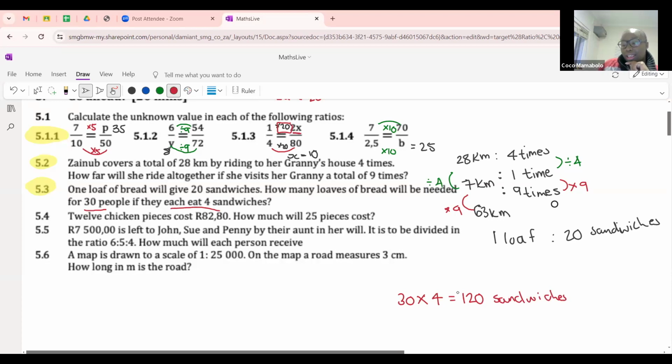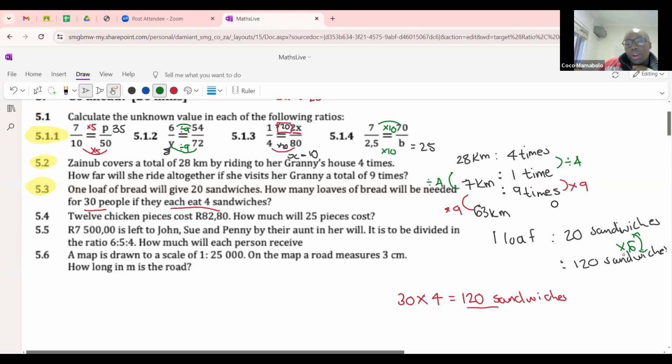Good. So now I can compare 120 sandwiches to how many loaves we would get, right? So now I know that I need to make 120 sandwiches. So how many loaves of bread is that? How did I get from 20 sandwiches to 120 sandwiches? What did I multiply by? You multiplied by 6. By 6, yes. 20 times 6 will give us 120, right?